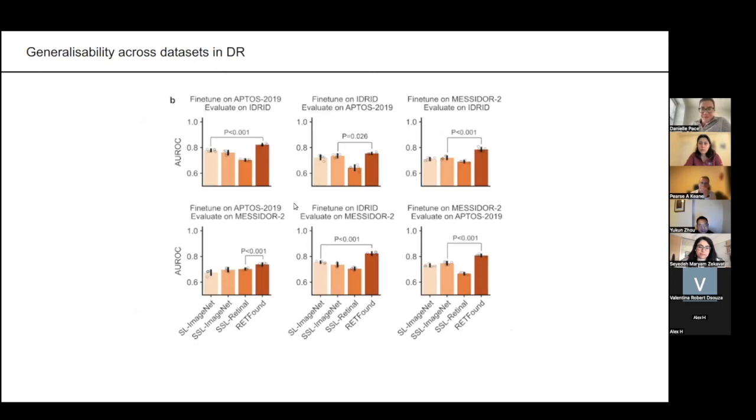Here we evaluate the generalizability across different datasets. So we still use the public datasets here, and the target disease is diabetic retinopathy. There are 3 public datasets we use for the diabetic retinopathy classification. In each column, we fine-tune RETFound on one of them, and then evaluate on the 2 other datasets. By this way, we can comprehensively evaluate the generalizability across the different datasets. And we also observe a significant improvement in most cases.